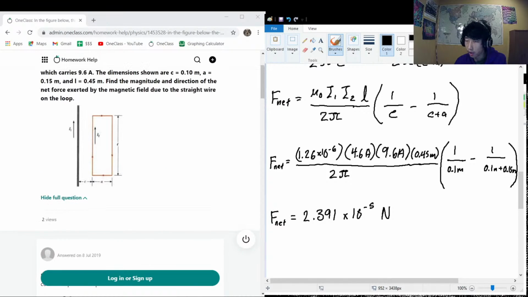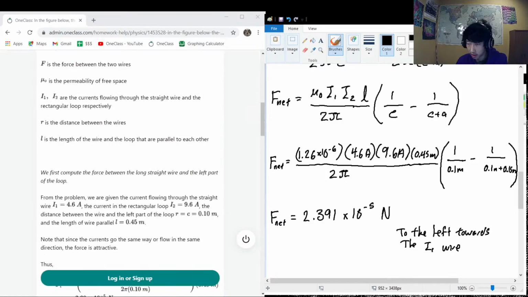Okay, and we also want to give a direction to this. We know that we had positive forces go as attracting to each other and negative forces as repelling. So this will be to the left towards the I1 wire. Okay, so that would address this question.